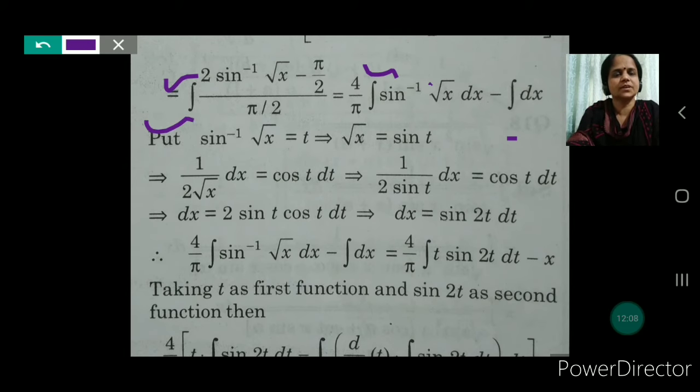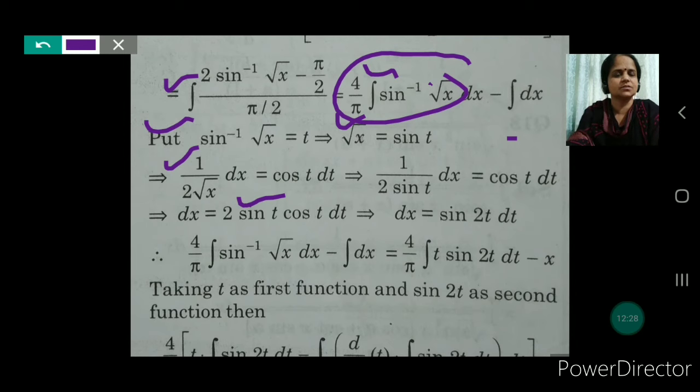Now for the first term, take sin inverse root x as t. So you will get root x is equal to sin t. So 1 by 2 root x dx is cos t dt, and root x is sin t, so it is 1 by 2 sin t dx is equal to cos t dt. So dx is equal to 2 sin t cos t dt. Here apply the formula of sin 2t. So dx is equal to sin 2t dt. So 4 by pi integration of sin inverse root x dx minus integration of dx is 4 by pi, here it is t sin 2t dt, and the integration of dx is x.